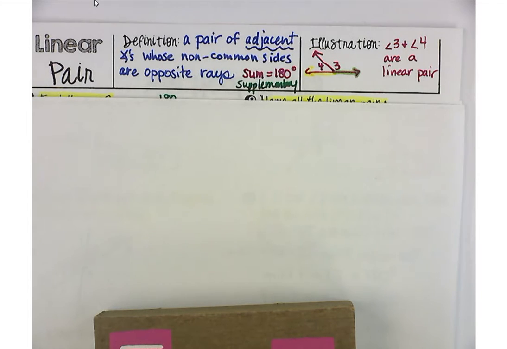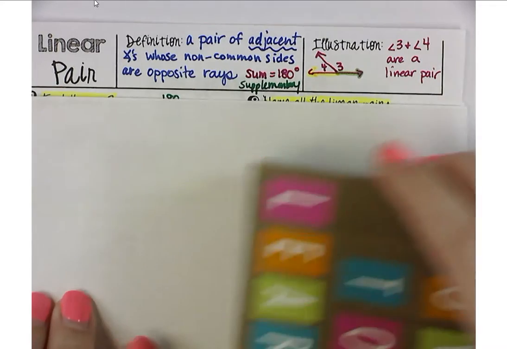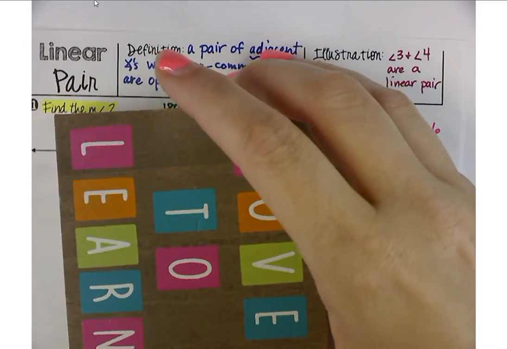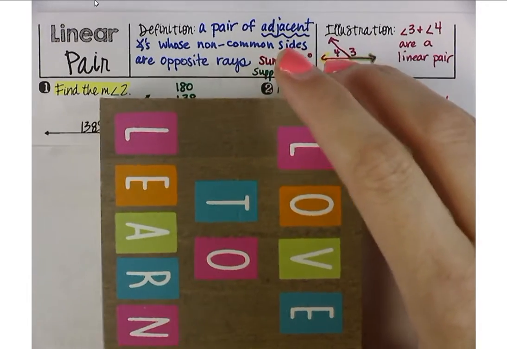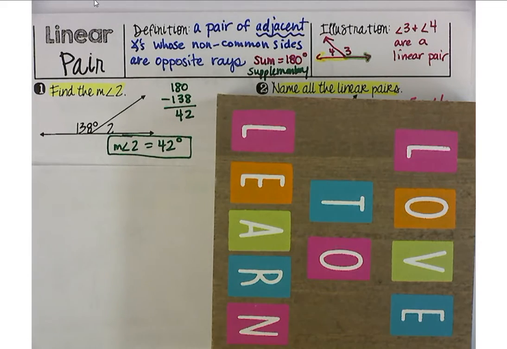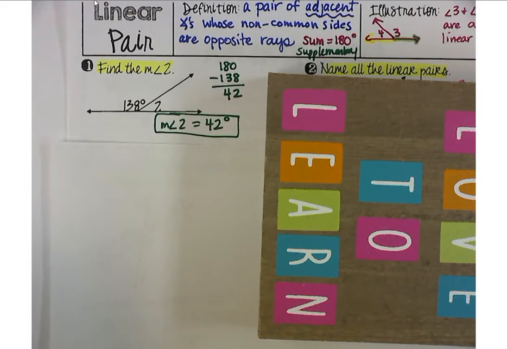For number 1, how did you figure out what the other angle was? Oh, I did 180 minus 138. Good, okay, so if together they make 180, you can just subtract 138 from 180, and then you should get 42. Great.